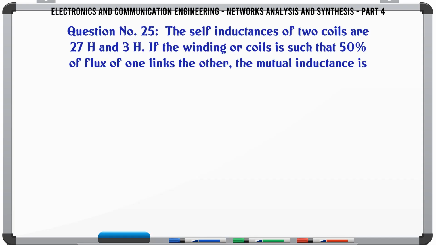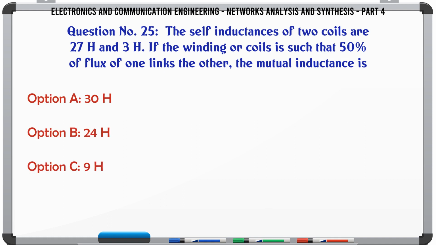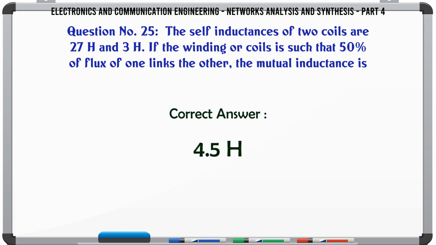The self-inductances of two coils are 27H and 3H. If the winding of the coils is such that 50% of the flux of one links the other, the mutual inductance is A 30H, B 24H, C 9H, D 4.5H. The correct answer is 4.5H.